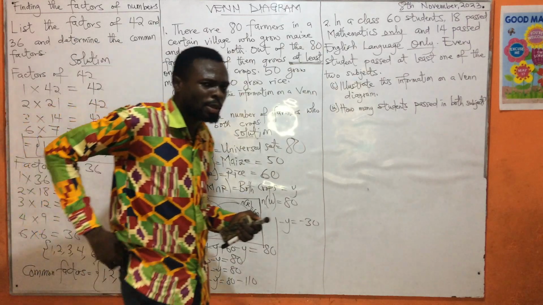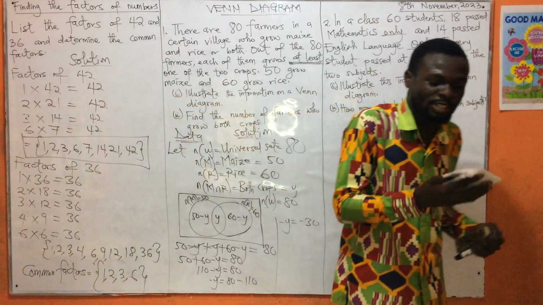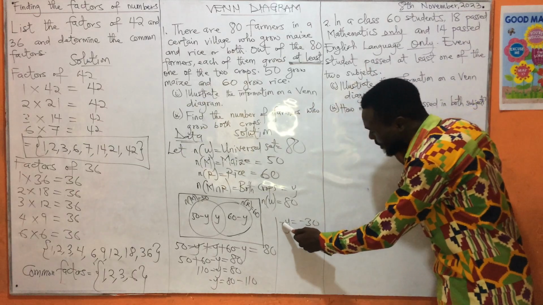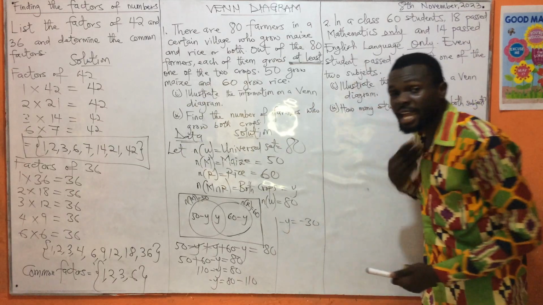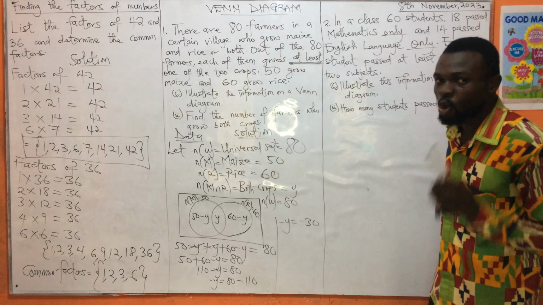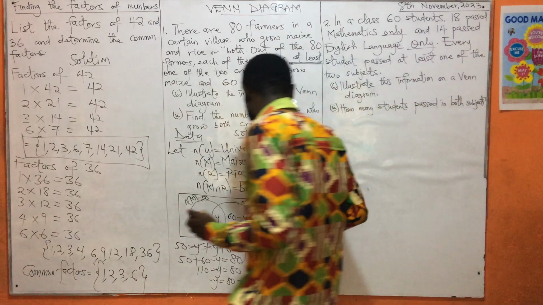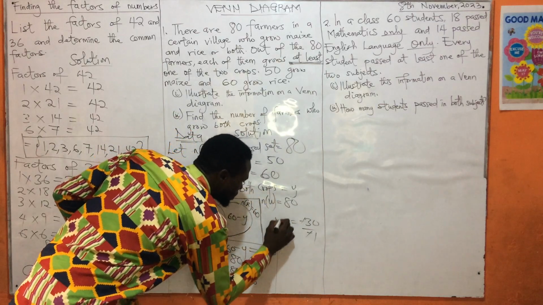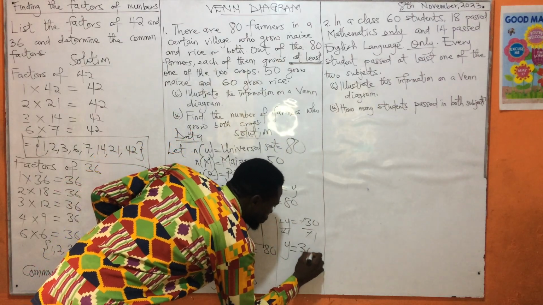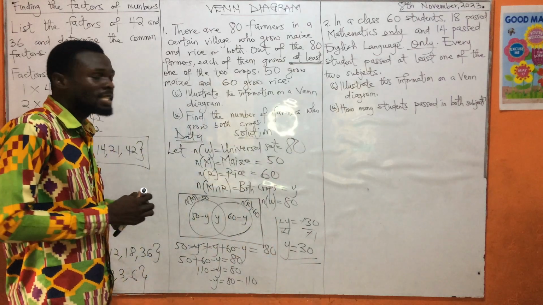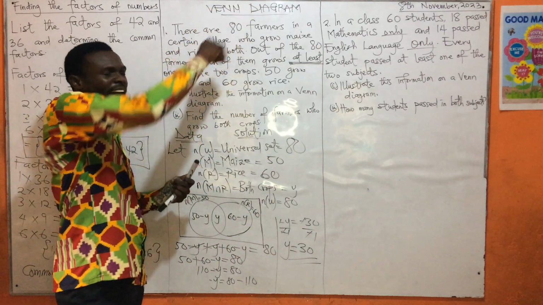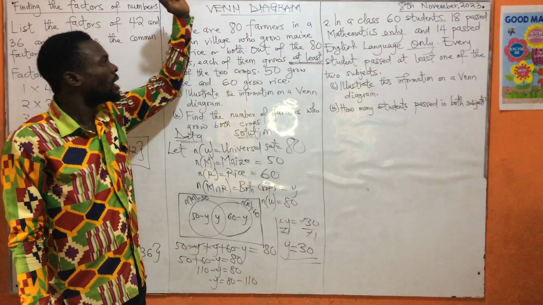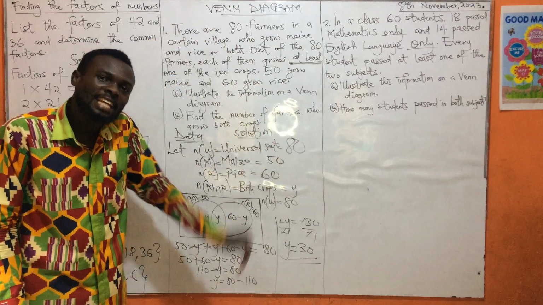Since we are talking about people, our answer should never be negative. So therefore, we are going to divide both sides by negative 1 in order to get the y. So divide by negative 1, this will cancel out, then y is equal to 30. So it means that 30 of the farmers in that village grow maize and yam.